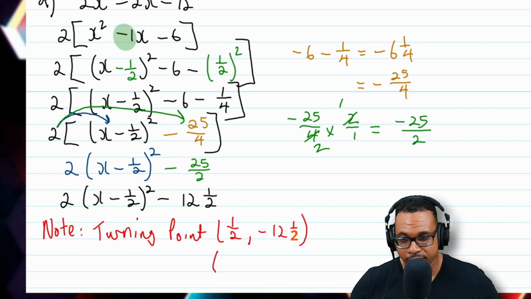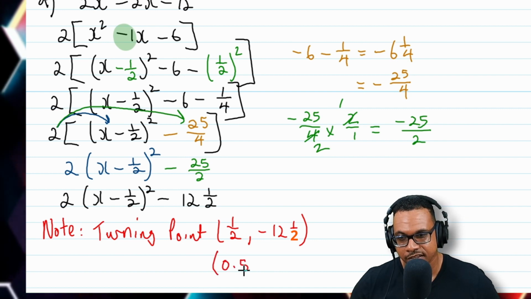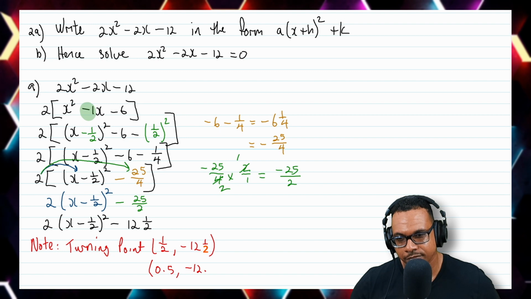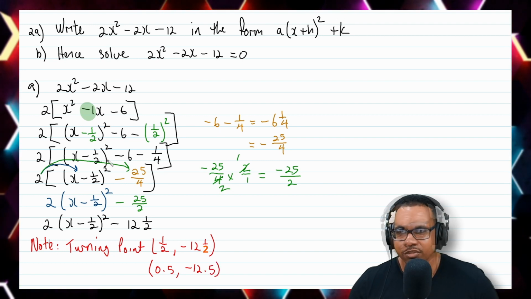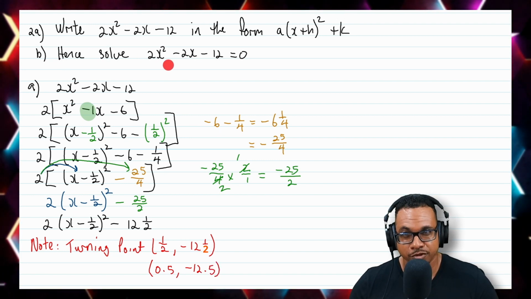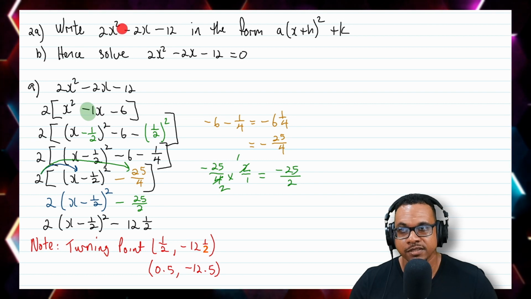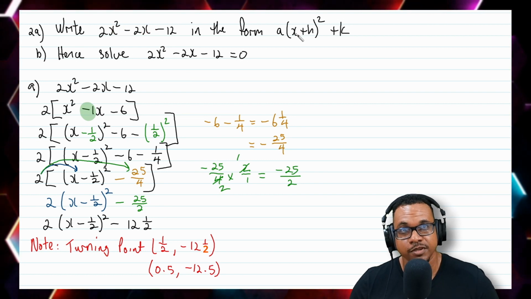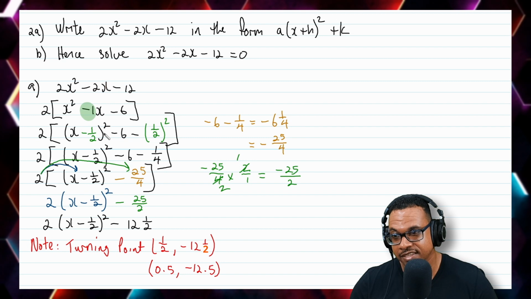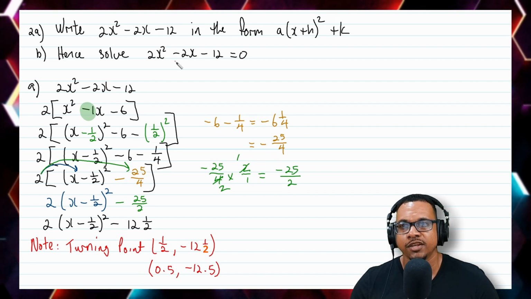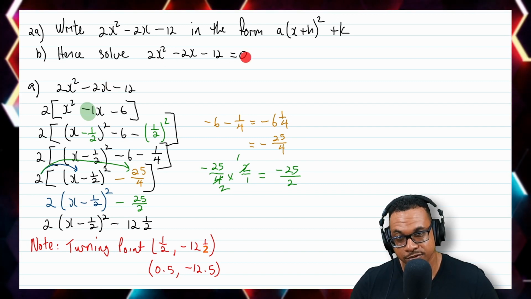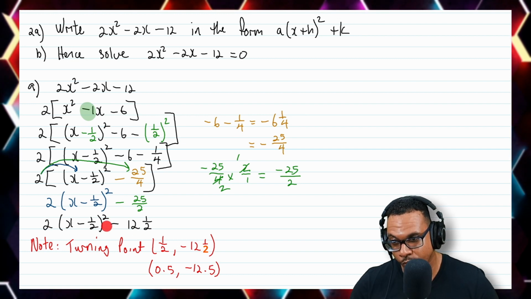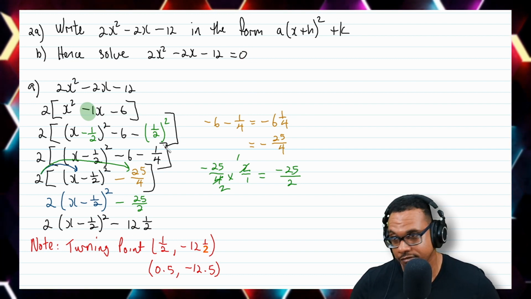In decimal form, that will be 0.5 and -12.5. So now for part B, hence solve this quadratic. Now we already completed the square, the same quadratic. So we put this quadratic in this form. And now we say the same quadratic is equal to 0. So now what I do is put this form equal to 0 and solve.